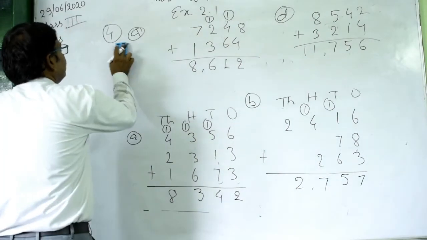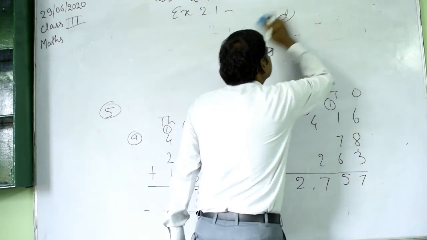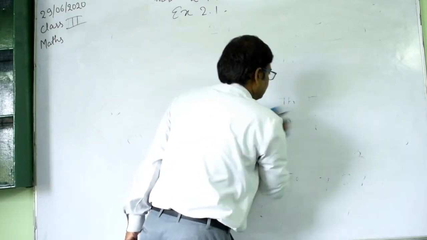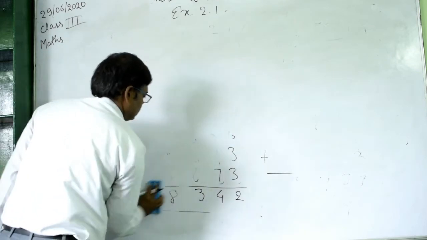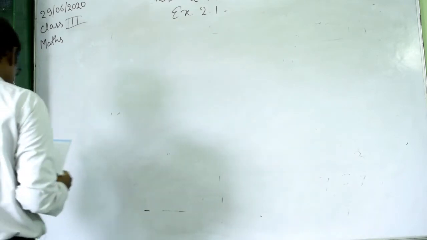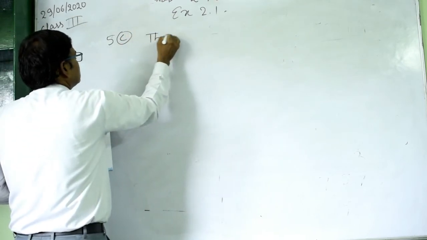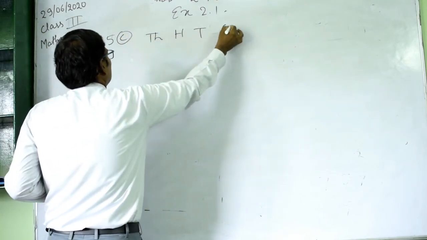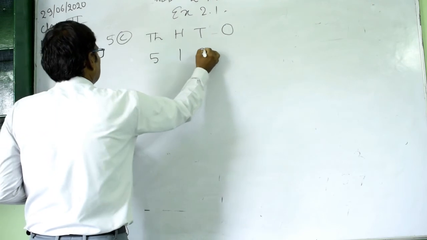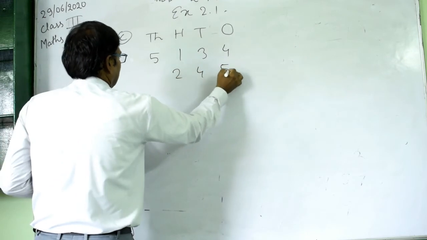Okay. The other two questions are here, C and D. So again write C and D. C. So thousands place, then hundreds place, then tens place, then ones place. Then write the numbers like 5134. Other number is 245, and third number is 56.